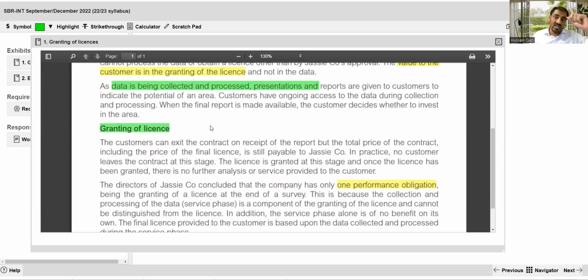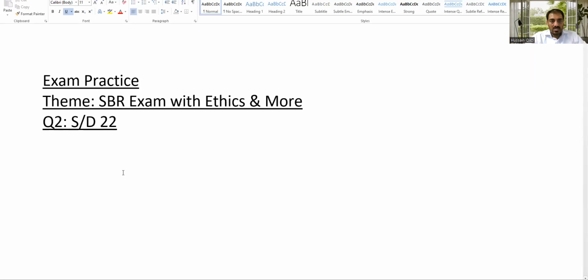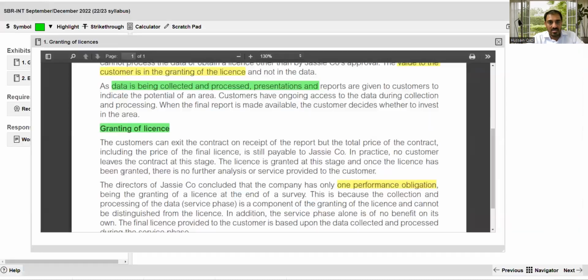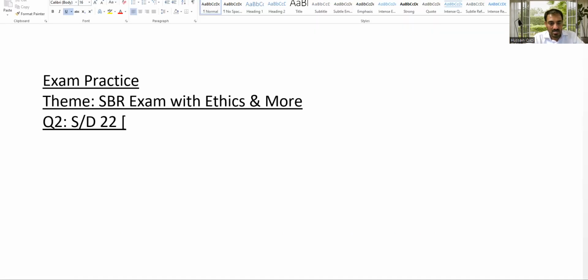So first thing is to plan your answer. Second thing is to apply the knowledge and connect with the case. During the reading phase, we have planned the things, but I will emphasize more aspects accordingly. Now, exam practice. Question number 2, September/December 22, Jesse. The first important thing: plan your answer.